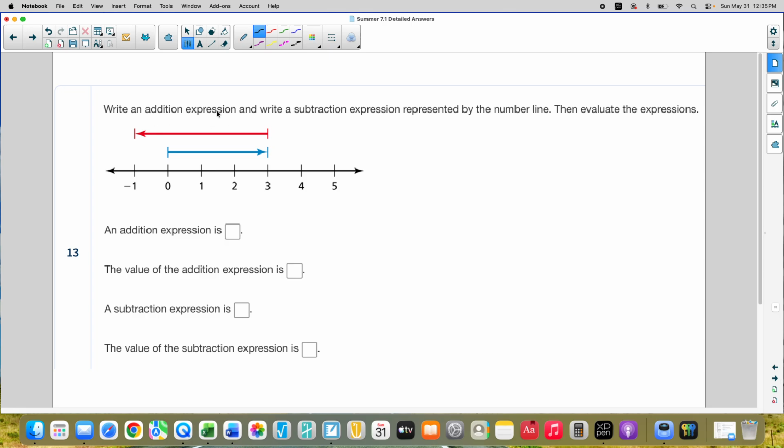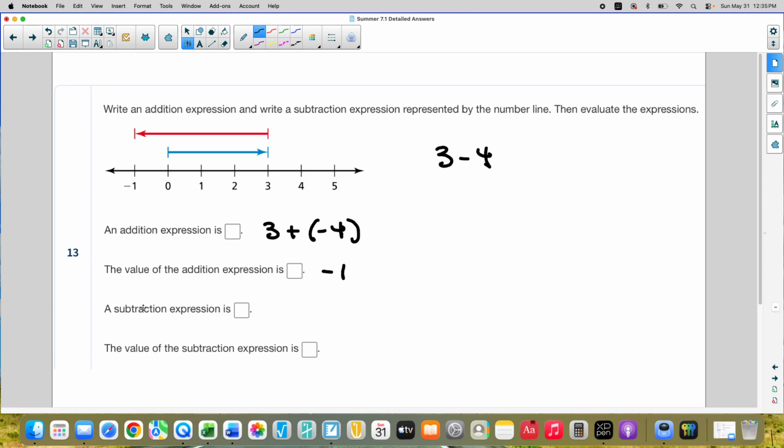Write an addition expression and write a subtraction expression represented by the number line, then evaluate the expressions. Okay, well, we start at 0, and we go to 3, and then we subtract 1, 2, 3, 4. So 3 minus 4. So we don't write an equation, we write an expression. Oh, that would not be an addition expression. An addition expression would be 3 plus negative 4. The value of the addition expression is negative 1.